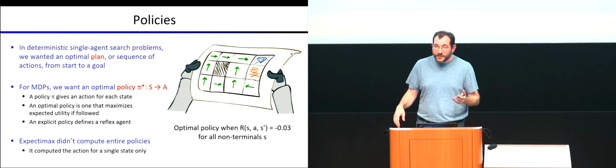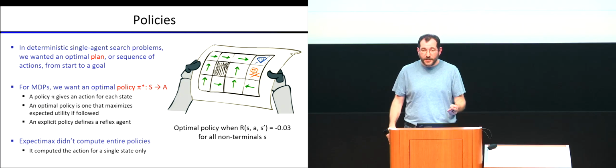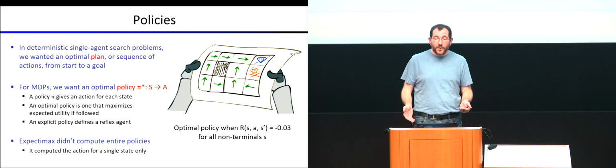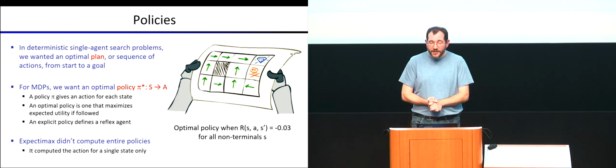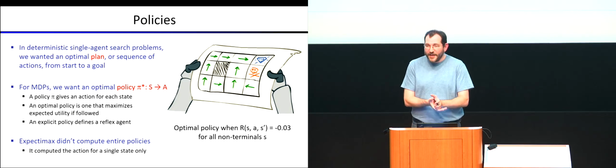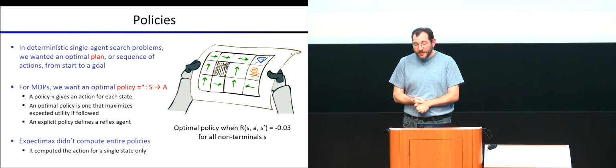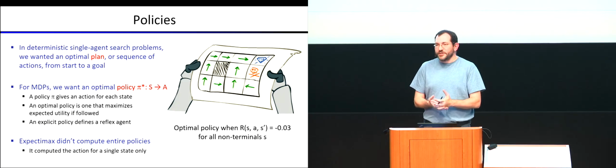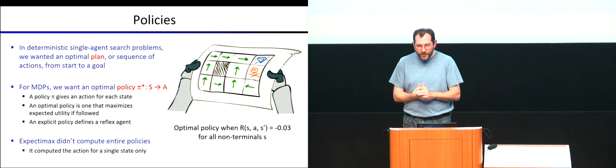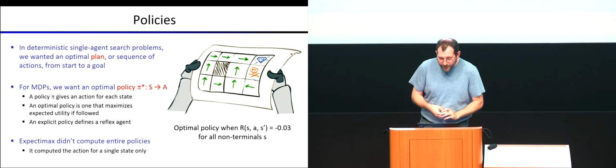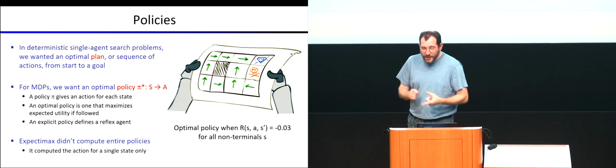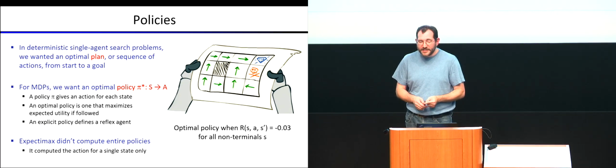In general, when we say we solve an MDP, we're not just interested in any policy, we're interested in the optimal policy. The optimal policy is pi, that little star throughout these lectures, and in general in this class, is going to indicate optimality. So we want pi star, which is an optimal policy. There may be multiple equivalent policies. A policy gives an action for each state. An optimal policy is one that maximizes the expected utility if followed.